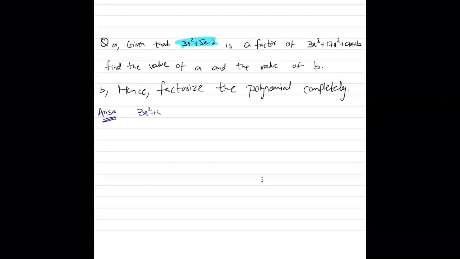So 3x squared plus 5x minus 2 can be simplified as 3x minus 1 and x plus 2. If you go for middle term breaking, that's what you get. You get two linear factors. So now if you apply the factor theorem, when you plug in 1 upon 3 in the function, you're going to get 0 because you already know it's a factor. And when you plug in minus 2, you are going to get 0.